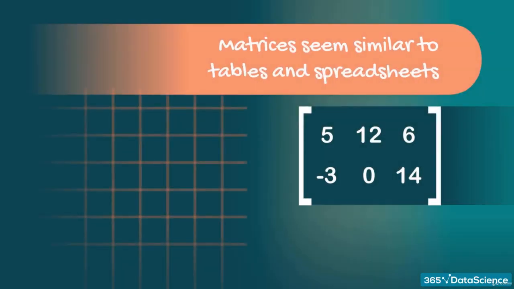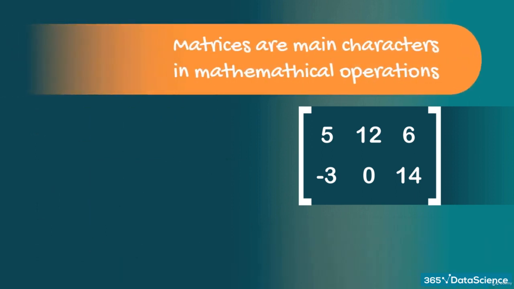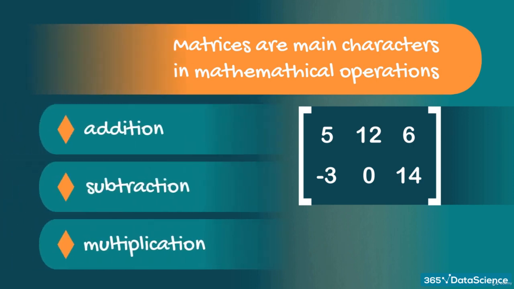Okay, matrices may seem like tables and spreadsheets at first. However, the purpose of matrices is not simply to store values, but to be main characters in mathematical operations. 2 matrices can be summed, subtracted, multiplied, and divided. So linear algebra is similar to algebra in the types of operations there are, but differs in how and when these operations are implemented, and if they are permitted at all. We will discuss all of that at length in this section.